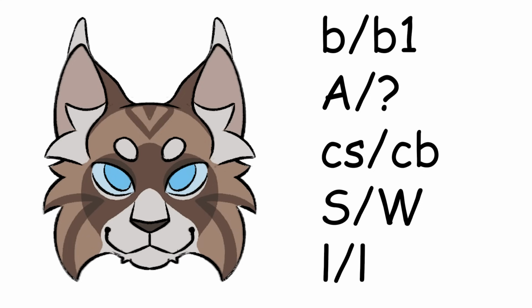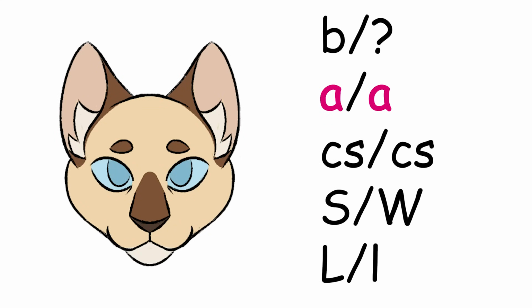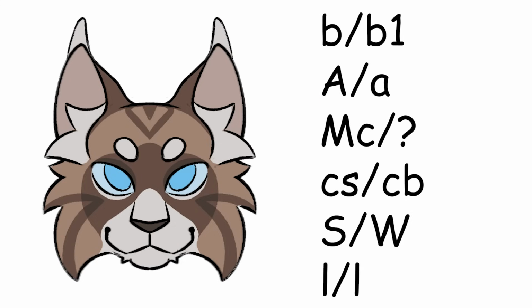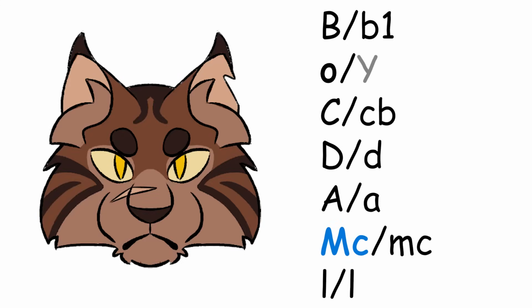He's also a tabby. Tigerstar's got that capital A, but Sasha only has little a's, so he must be heterozygous. And he's a tiger clone, so we're making a mackerel. Tigerstar can give him the capital MC for that.